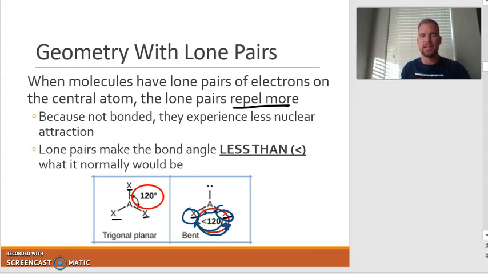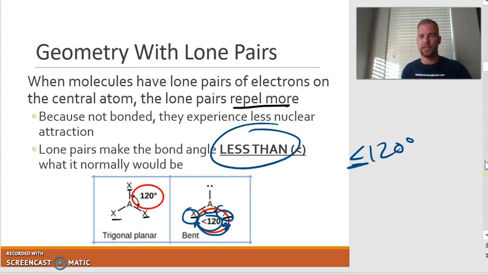We would say it's less than 120, right? And so that's what you would need to do. Now, a lot of times students struggle with knowing which way the alligator eats. So I always recommend just write the words less than, and then you should be good to go. Right? So that's how lone pairs will affect the bond angle.